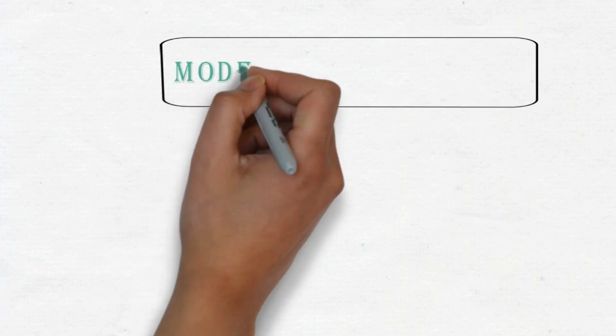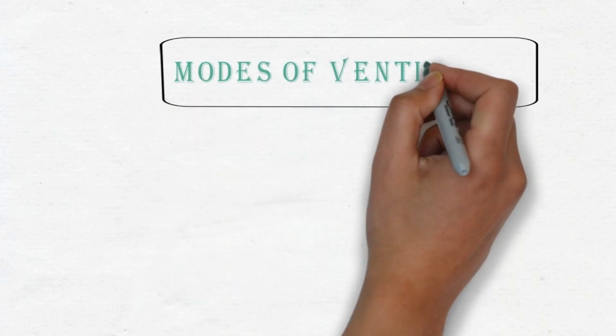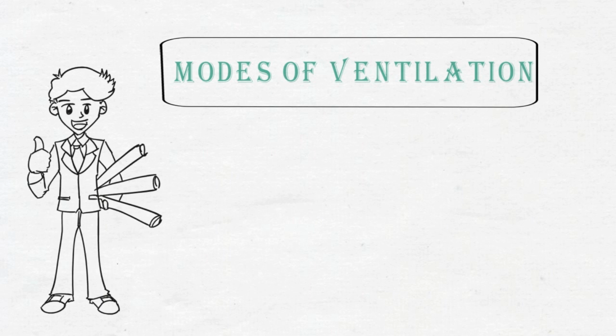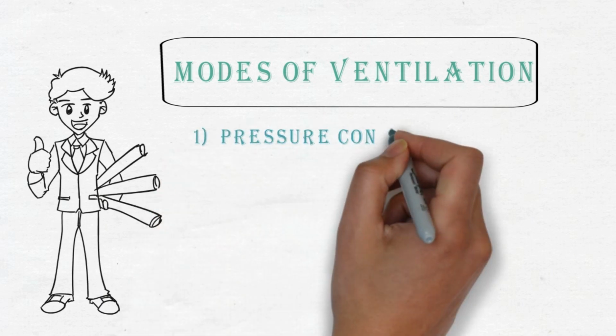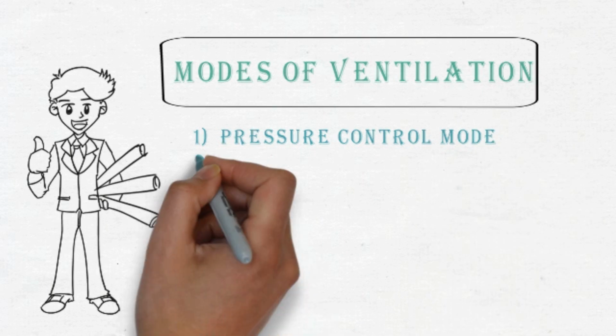Now let's see the modes of ventilation. Inside the machine setting, there is a mode of ventilation which doctors should select according to the condition of the patient. Over here we have basically three modes. The very first one is pressure control mode. It is a mode of mechanical ventilation alone and a variable within other modes of mechanical ventilation.